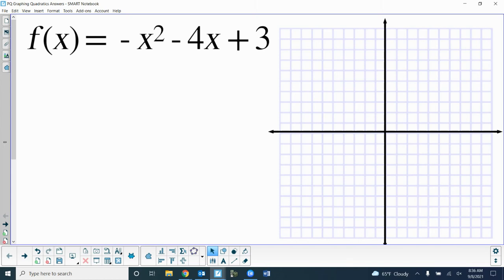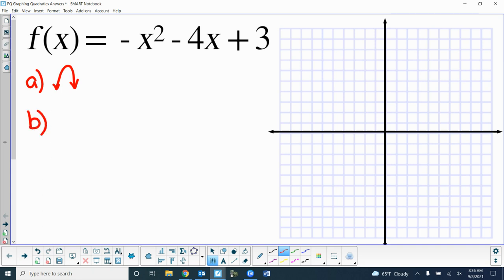All right, so here's number one. Make sure we do everything to get all your 15 points, right? So the first thing is, I'll just put them in with letters. A, does this open up or down? Down, right? Because my A value is -1, my B value is -4, my C value is 3.